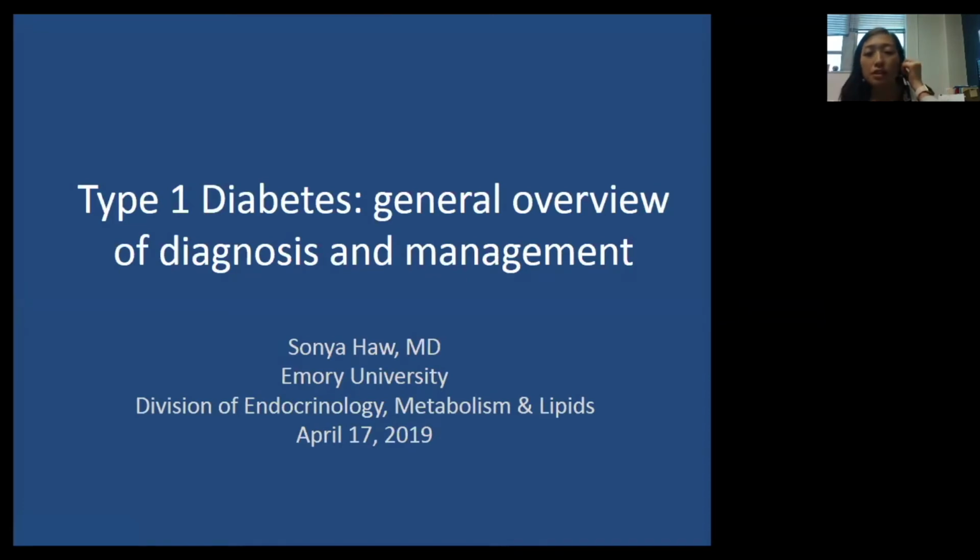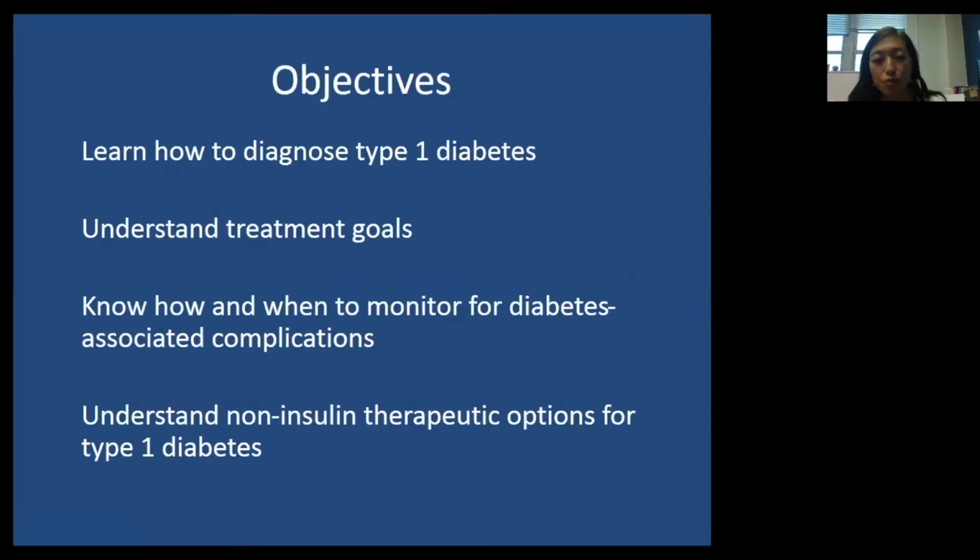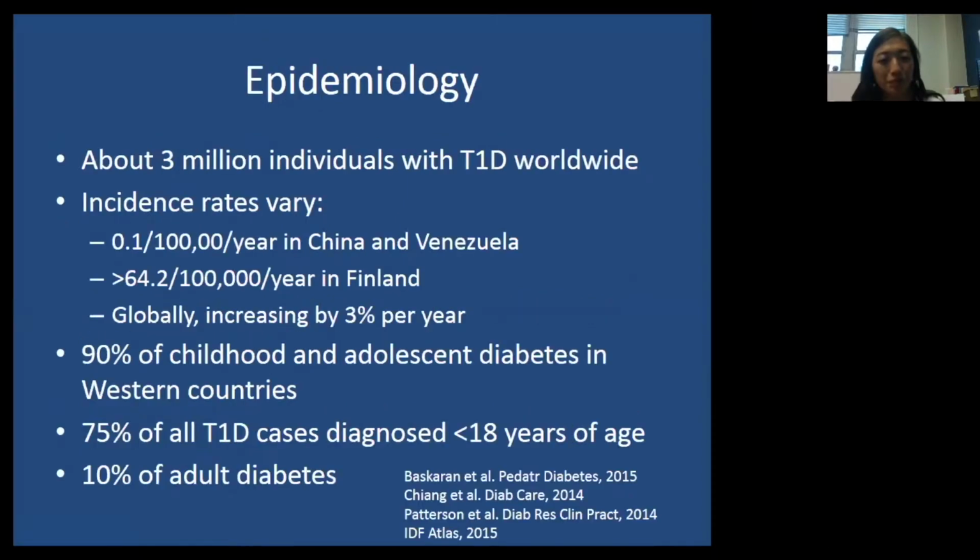So the next 45 minutes, I'm going to discuss a little bit about general overviews on type 1 diabetes, how to diagnose them, the pathophysiology, the complications, risks, and different types of therapeutic options. It's a lot to cover in 45 minutes, so I will do my best to get through all our slides here. All right, here we go.